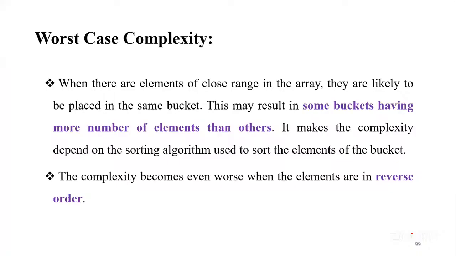Then what is the worst case complexity of bucket sort? When there are elements of close range in the array, they are likely to be placed in the same bucket. Obviously, right? This may result in some buckets having more elements than others. So the complexity depends on the sorting algorithm used to sort the elements of the bucket. The complexity becomes even worse when the elements are in reverse order. Suppose all the elements in the buckets are completely in reverse order, not in ascending order, for example. Obviously that takes more time. That is the worst case.